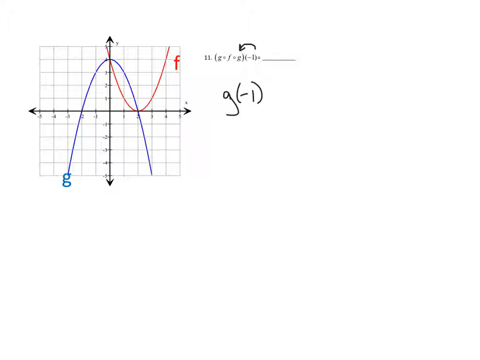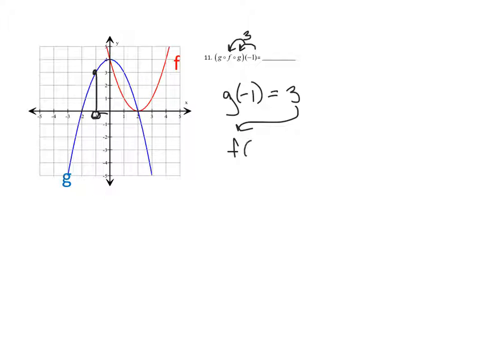Now remember, g is represented by the blue graph, and our x in this case is negative 1. So let's find the point on the graph. Remember, g of negative 1 is your y value. So when x is negative 1, let's go over here. Here's negative 1 right there. g is right here up at positive 3. So g of negative 1 is positive 3. Now we're going to take 3 and plug it into f.